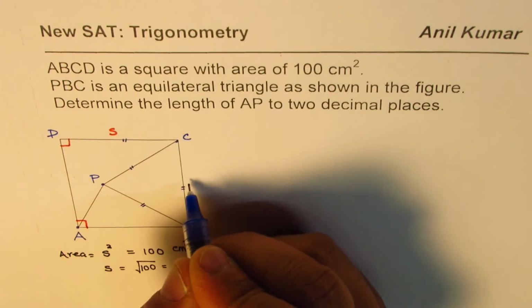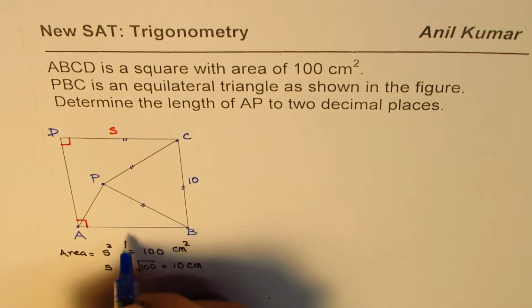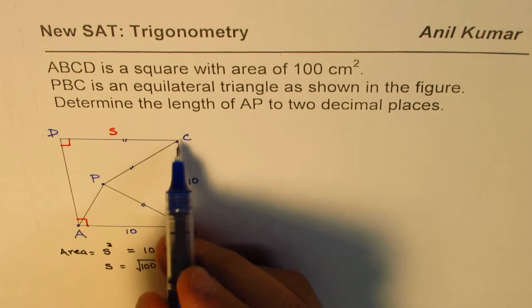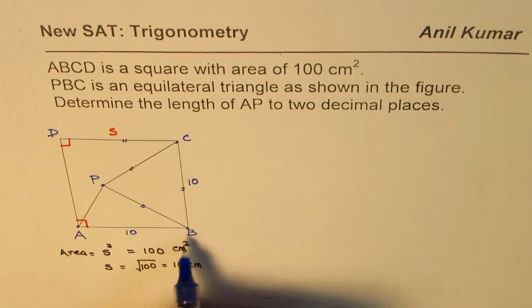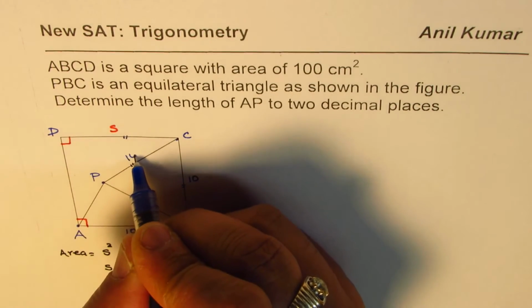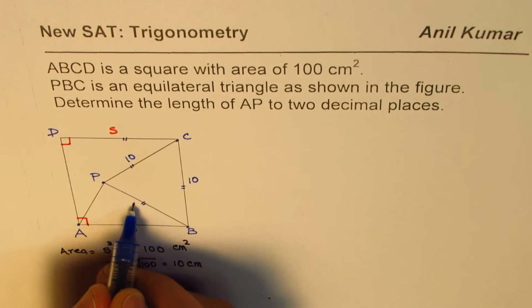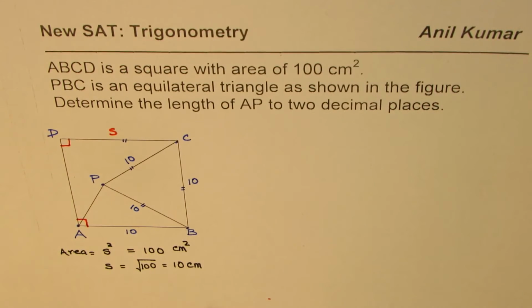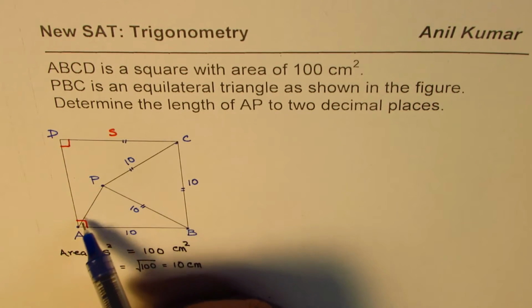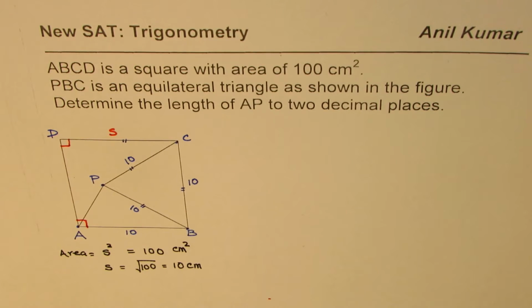We can write this as 10, right? So this side is also 10. Since PCB is an equilateral triangle, all the sides are 10 centimeter in length. So we've just written this 10. And what do we need to find here is PA. I hope now it is kind of simpler to solve. You can always pause the video, answer the question, and then look into my suggestions.